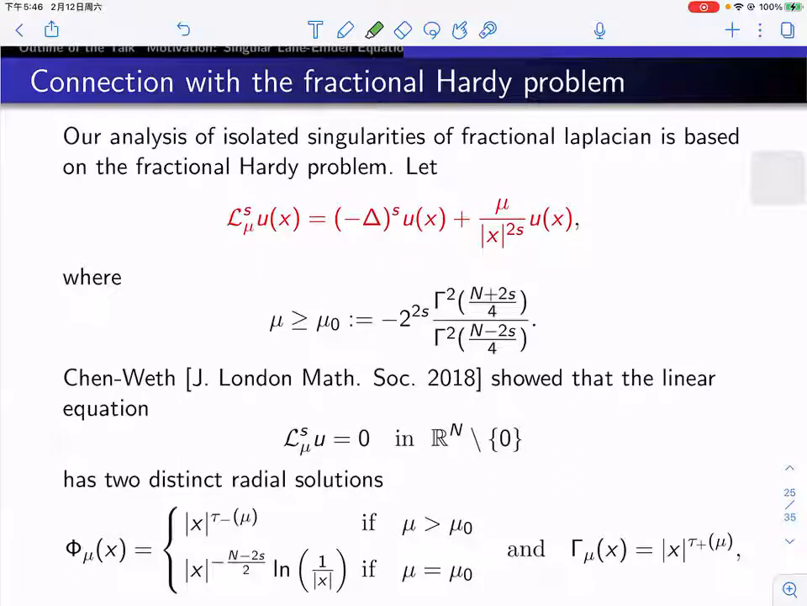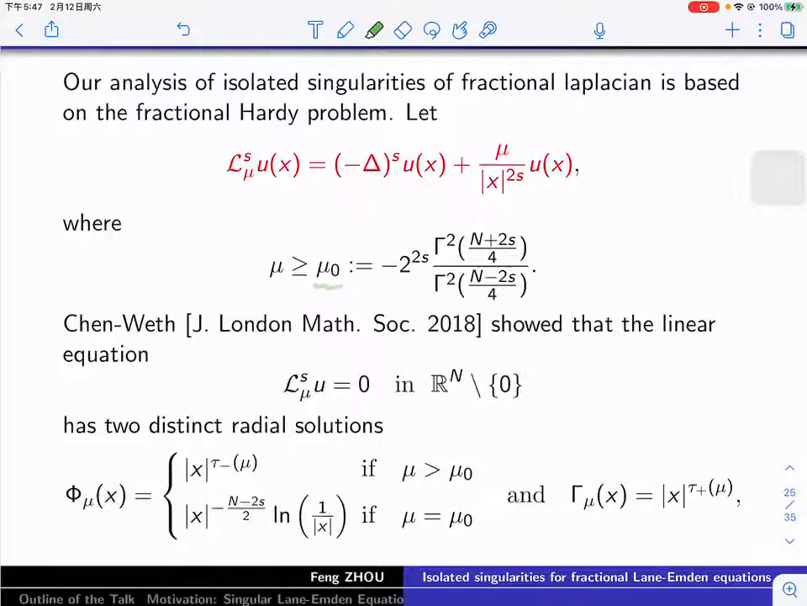We will take the classification using the fractional Hardy operator. This fractional Hardy operator is a generalization of the usual Hardy operator. The first term is changed to (-Laplace)^s, and the second one is mu over |x|^{2s}, where mu is bigger than mu_0. We still take mu_0, which depends on s and is defined by the function gamma.